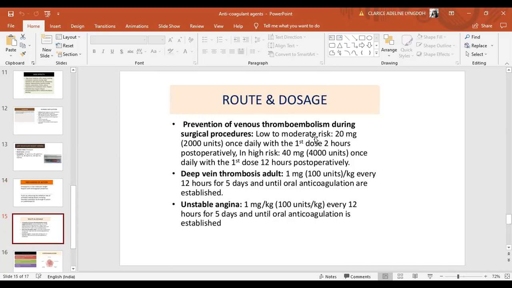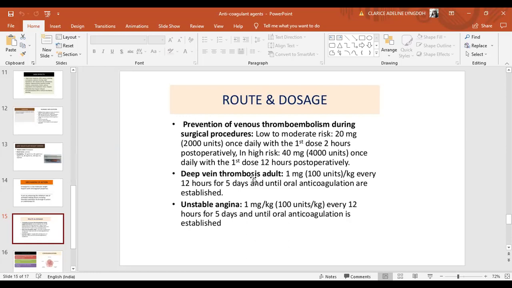Okay, if after a surgical procedure a patient is at a higher risk, then we have to give 40 mg once daily, with the first dose 12 hours post-operatively. Okay, so the first dose we should give 12 hours after the surgery.